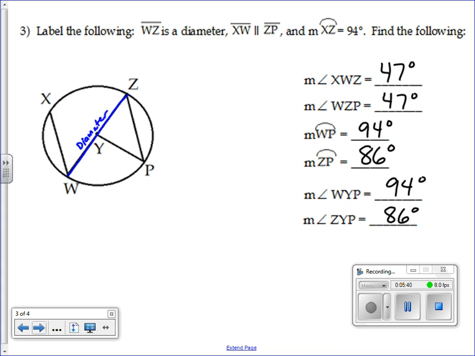We're given that segment XW is parallel to segment ZP. Whenever you're marking parallel segments, let's just draw little wings here, or you can make them little triangles, whatever you want. And we're given that arc XZ is 94.